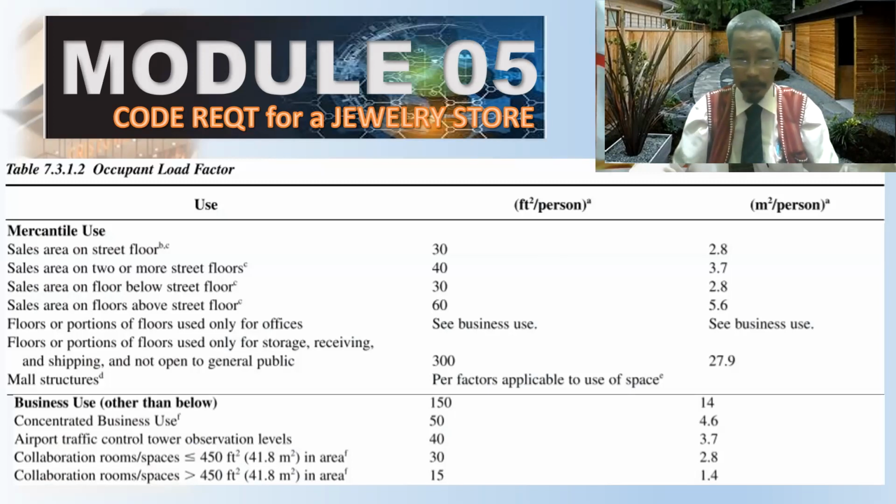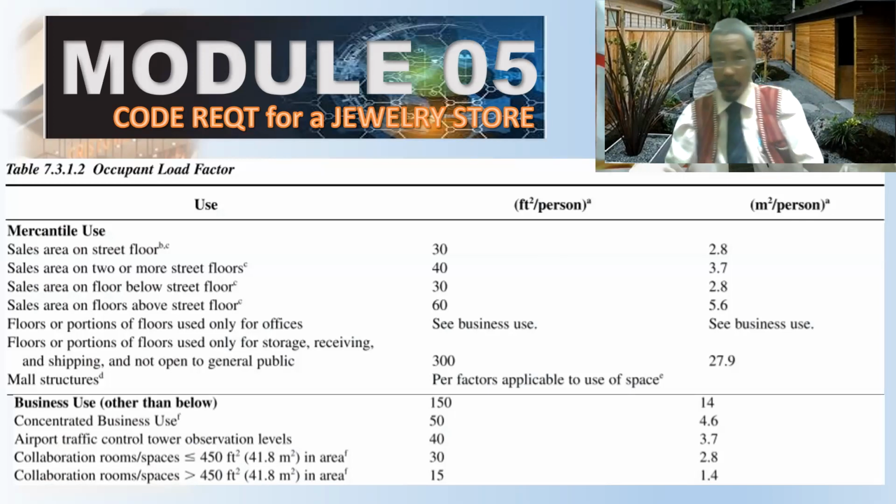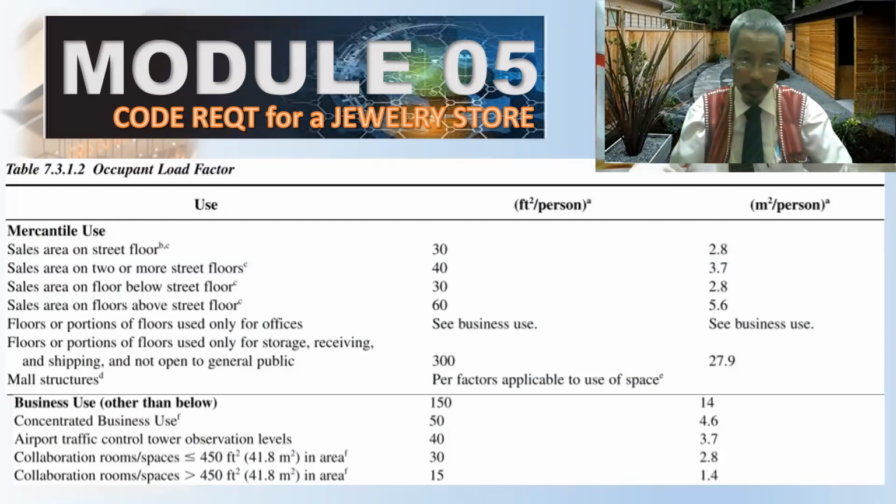So let us use the table, chapter 7, section 3, paragraph 1.1 table, occupant load factor. We can use an occupant load factor that is appropriate for our application. This is our application, mercantile. There are several listings in the table. We just have to look at the mercantile use and the business use because they are related to our application, our occupancy.